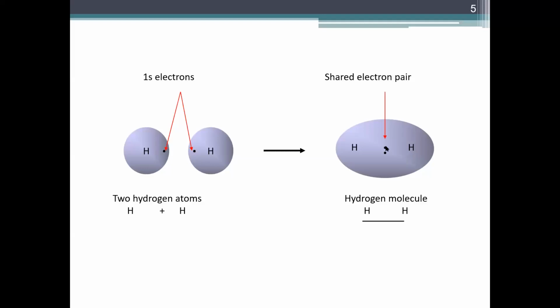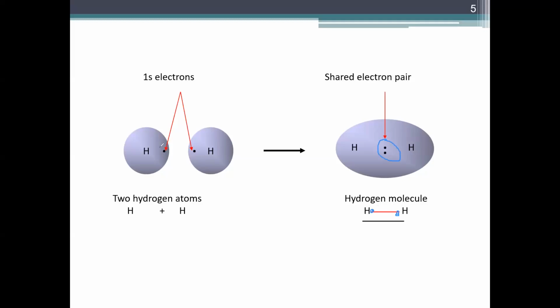When they share, the 2 of them now have a bond between them, and the bond between the 2 hydrogen atoms is just 1 single bond. Let me put the bond in between them. This bond is as a result of the electrons that are being shared. This hydrogen has 1 electron, this other hydrogen has 1 electron, so the 2 electrons in their valence shells are now being shared between them.